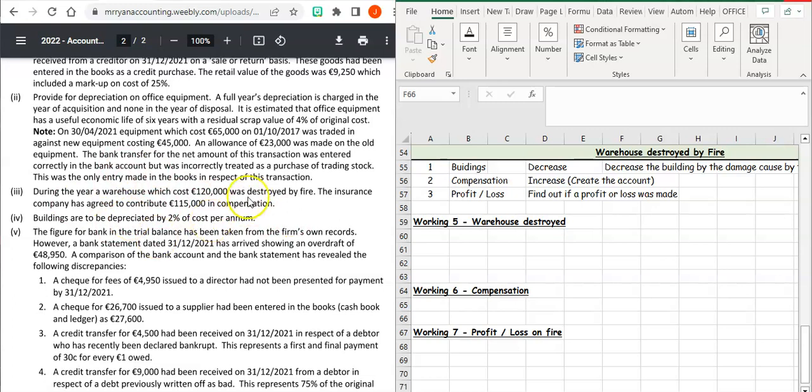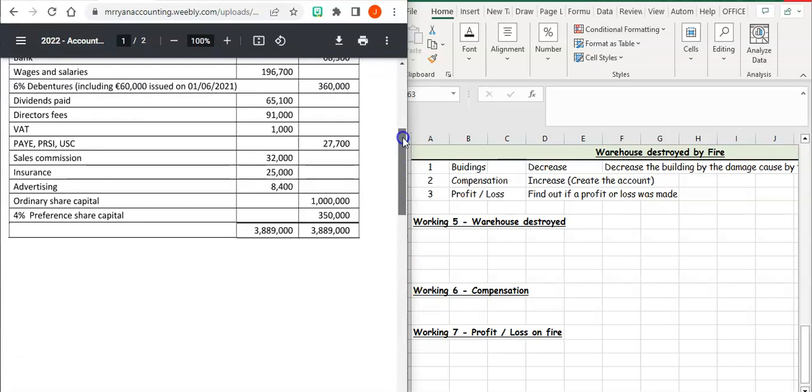So anytime you get an adjustment with a warehouse or stock being destroyed by fire, especially the warehouse one that we're looking at here, your buildings is going to decrease by the amount of damage that was done. We're going to create a compensation account that's going to go into your balance sheet, current asset, and then we're going to calculate whether we made a loss or we broke even on the accident or damage that has occurred.